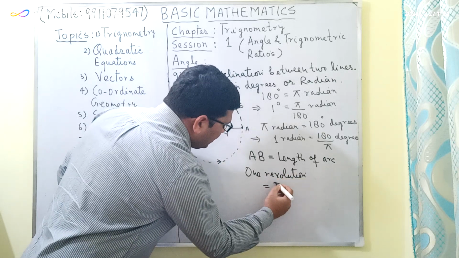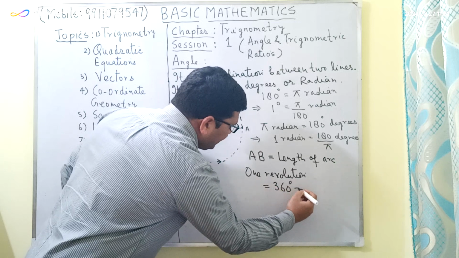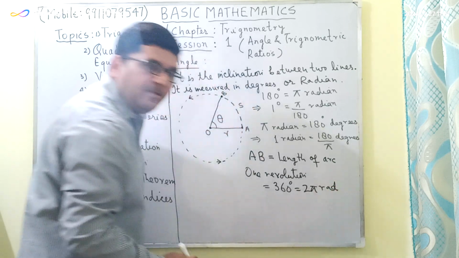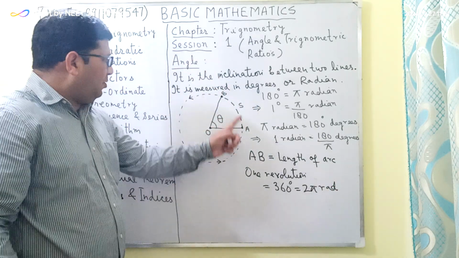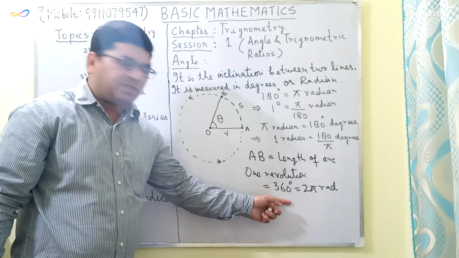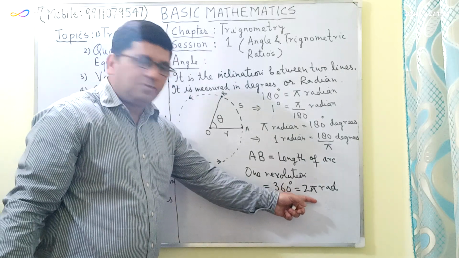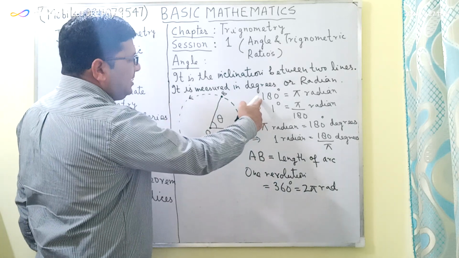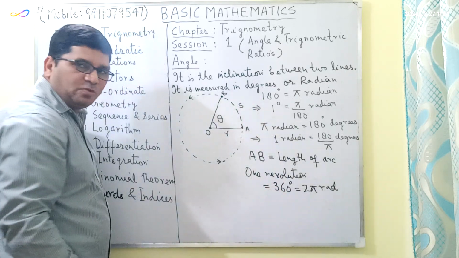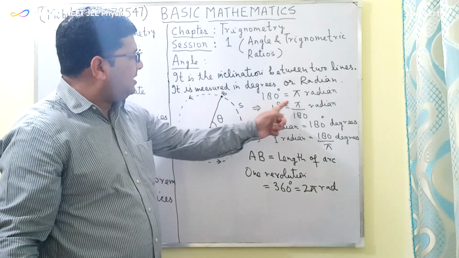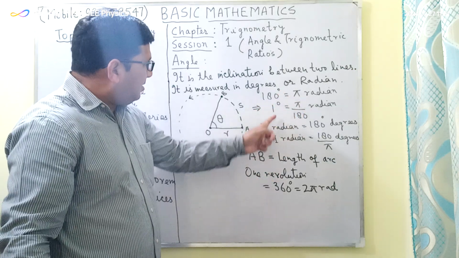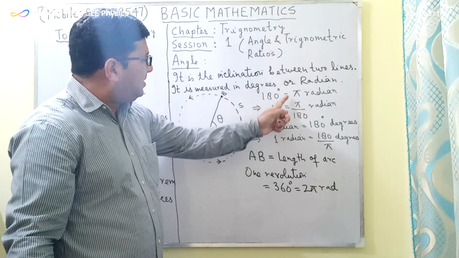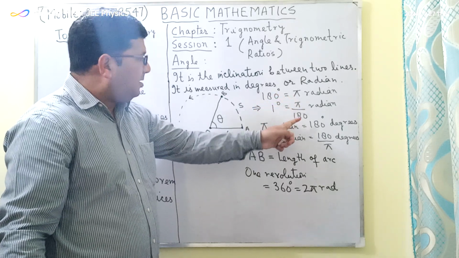And one revolution is equal to 360 degrees, and this is equal to 2 pi radians. Okay? So one complete revolution is equal to 360 degrees, and this is equal to 2 pi radians. So from this, I have already written here that if 360 degrees is equal to 2 pi radians, therefore 180 degrees will be equal to pi radians. Or since 180 degrees is equal to pi radians, so 1 degree will be equal to pi divided by 180 radians.